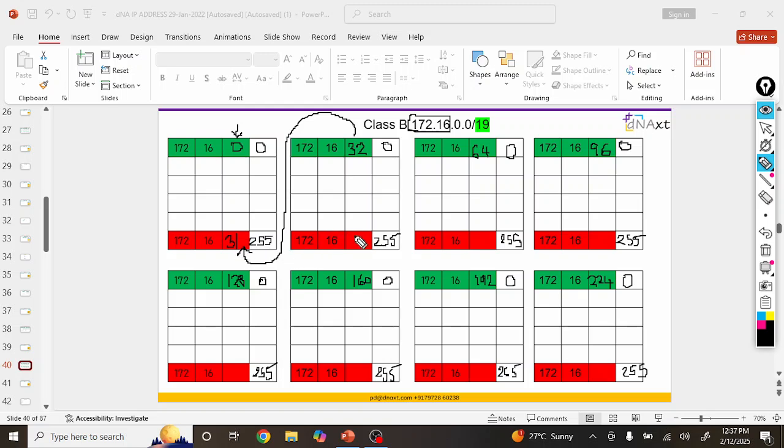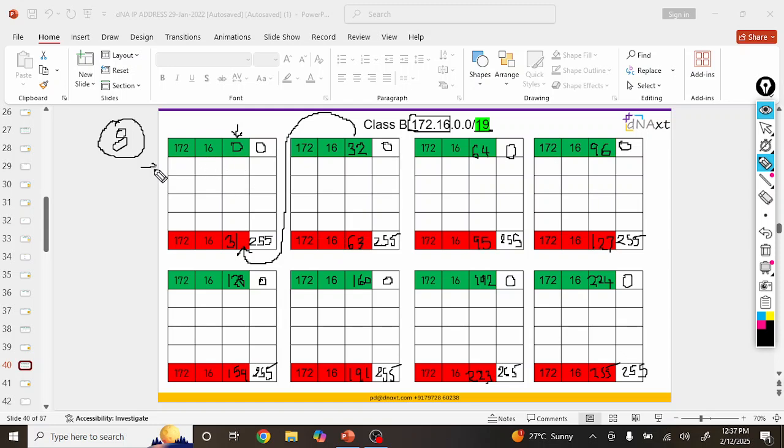Then 63, 95, then 127, 159, 191, 223, and the last number 255. Simple. So this is all about the network IDs and broadcast IDs of the 8 different subnetworks that you are going to get by borrowing 3 bits in the third octet.